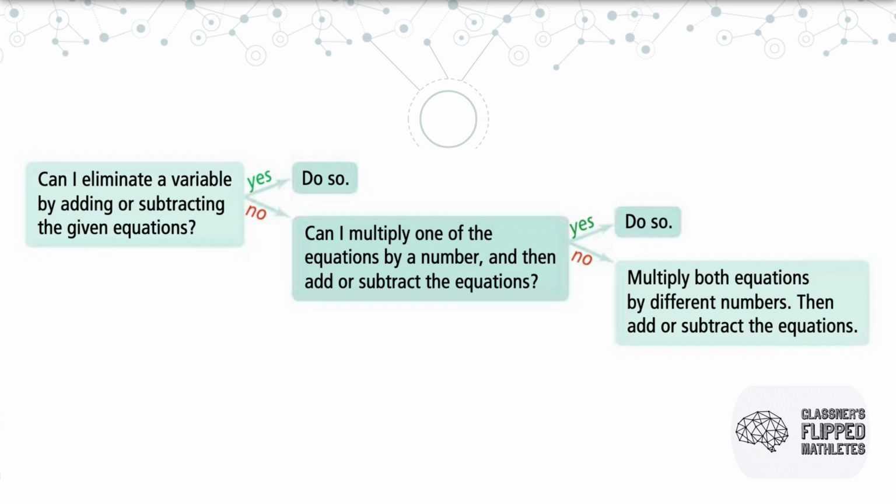So here's a quick and handy flowchart to help you understand how to do elimination, because those 3 steps are just 3 steps, but there's a lot built into them. So number one thing you should do is ask, can I eliminate a variable by adding or subtracting the given equations? If yes, go ahead and add them. You want to add when the coefficients are opposites. 5, negative 5, 10, negative 10, or whatever. You want to subtract when the coefficients are the same number.